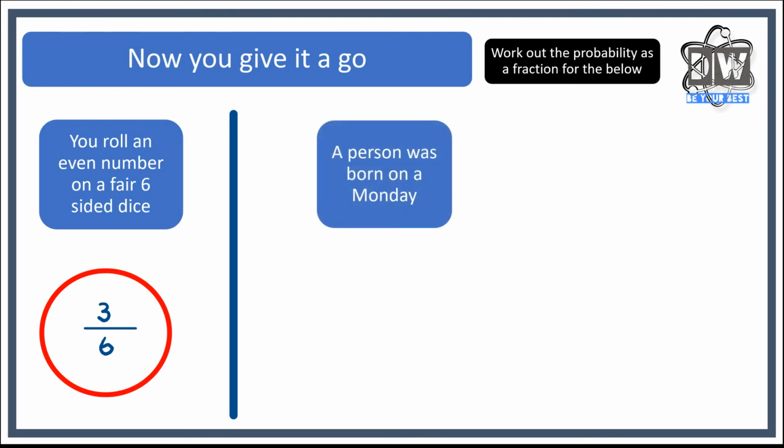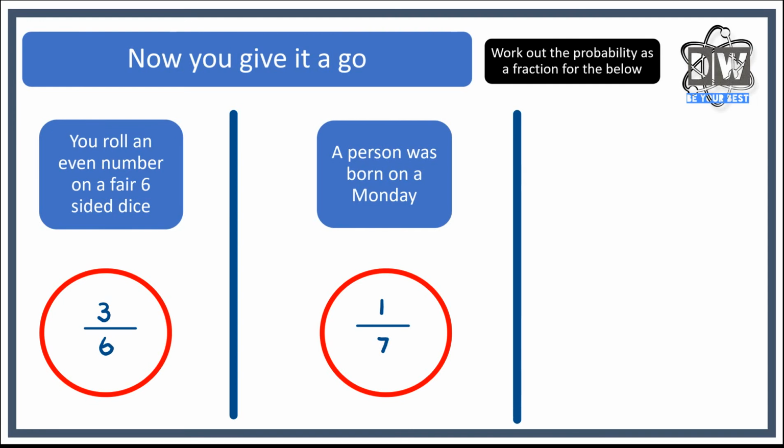A person was born on a Monday. So I want you to think about your answer. I want you to write your answer down and then come back and see if you've got it correct. So how many days are there in a week? Because you can be born on a Monday, Tuesday, Wednesday, Thursday, Friday, Saturday, Sunday. You can't be born on any other day than one of those. So there's 7. How many Mondays are there? There's only 1. So our answer should have been for that one, 1/7.